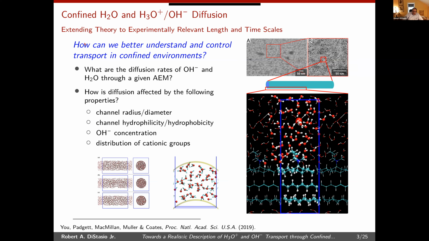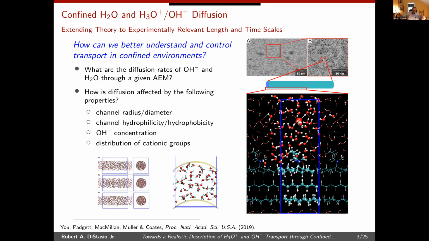So the questions again are, how can we better understand and control transport in these confined environments? What are the diffusion rates of the ion and water through an exchange membrane? How is the diffusion affected by the channels in the membrane, the radius or diameter, whether they're hydrophobic or hydrophilic? What about the hydroxide concentration?